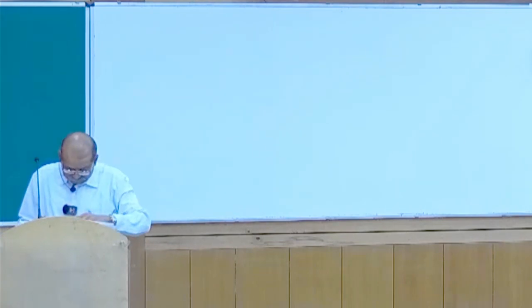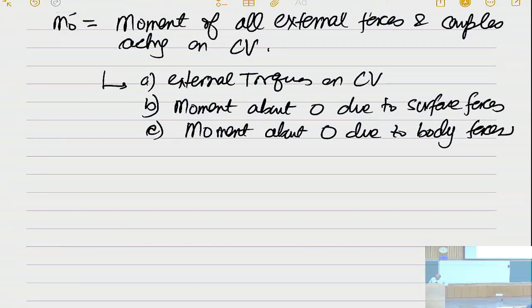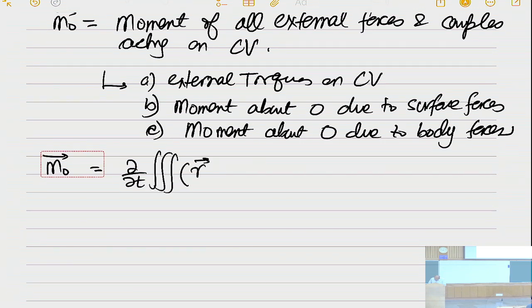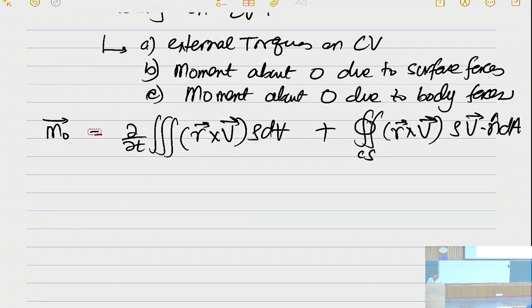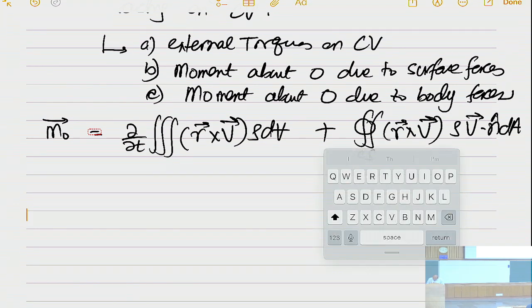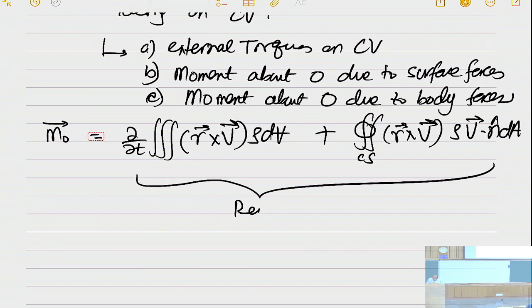And then the equation becomes: moment about O on the control volume is equal to d by dt of the integral of r cross v rho dv, plus the integral on the control surface of r cross v rho v dot n dA.